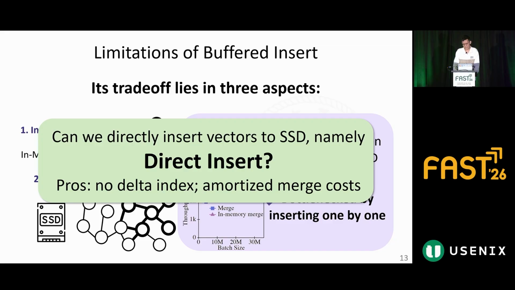In this work, we explore another trade-off, namely directly insert vectors to the on-SSD index without merging. We call this process direct insert. By doing so, the memory overhead of in-memory delta index is eliminated, and the merge overhead is amortized across the timeline.